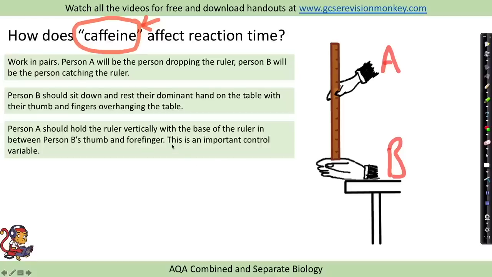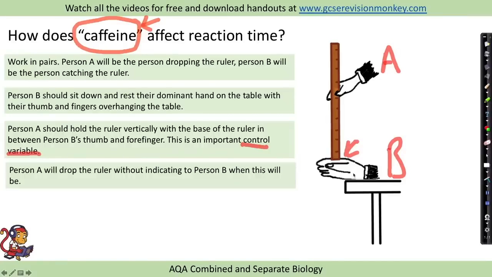This is an important control variable because you need to make sure that you drop the ruler from the same height every single time. Person A will drop the ruler without indicating to person B when this will be, and person B should catch the ruler as quickly as possible.